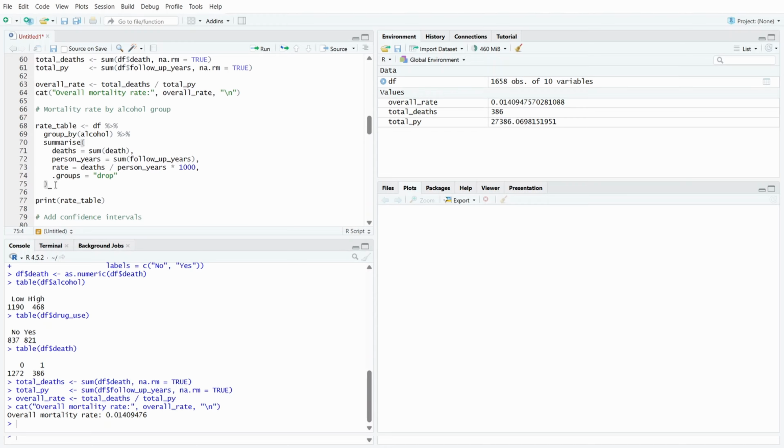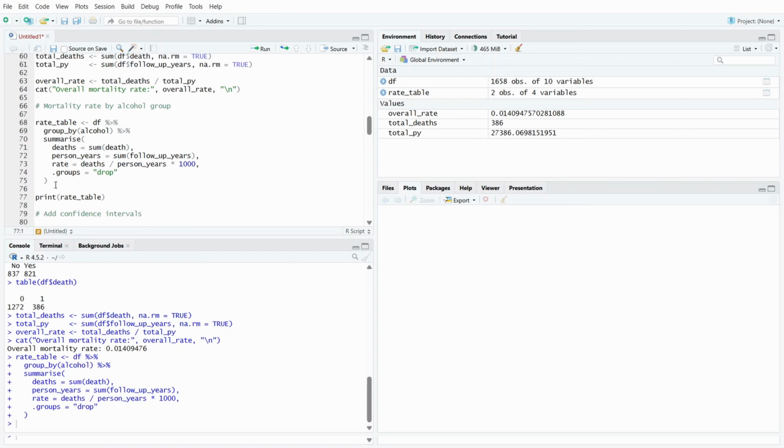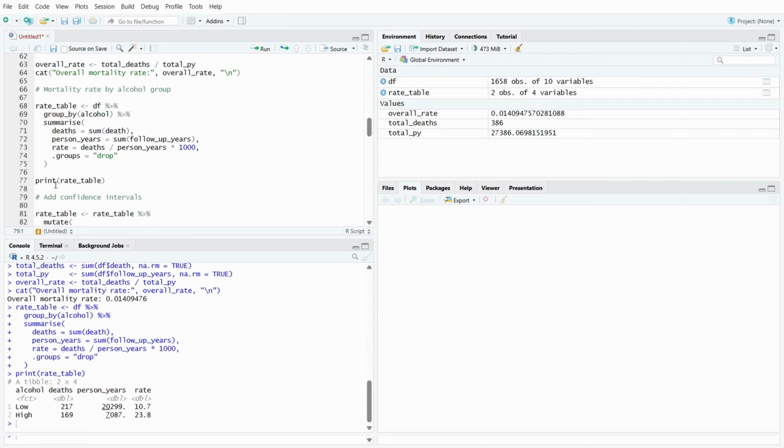Next, we calculate mortality rates separately for each alcohol group. Before fitting models, we always explore the raw data. Now we're looking at mortality rates broken down by alcohol consumption. For the low alcohol group, 217 deaths, about 20,299 person years. Rate, 10.7 deaths per 1,000 person years. For the high alcohol group, 169 deaths, about 7,087 person years. Rate, 23.8 deaths per 1,000 person years.